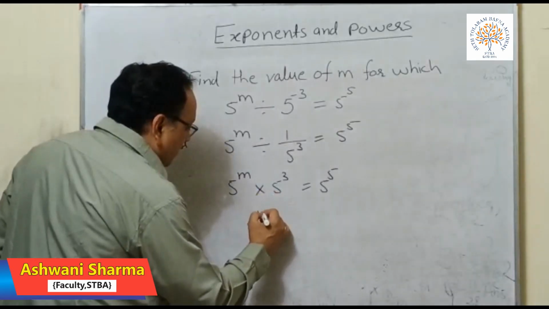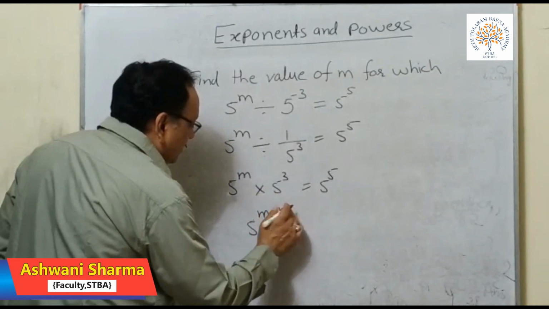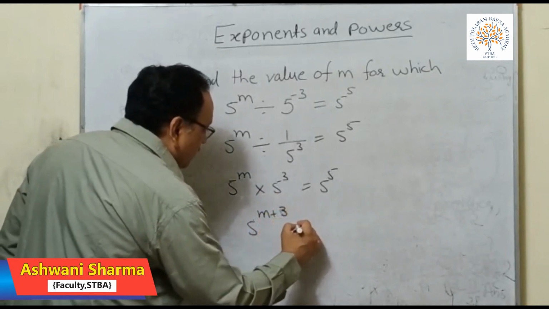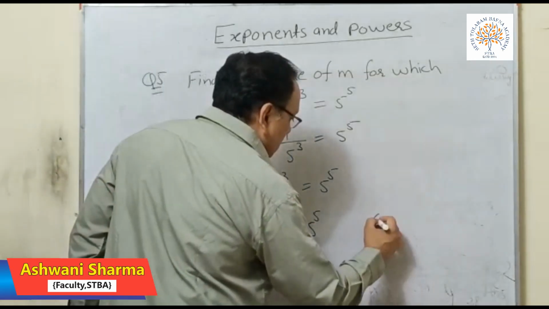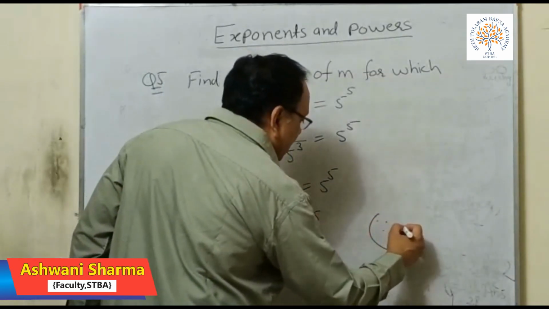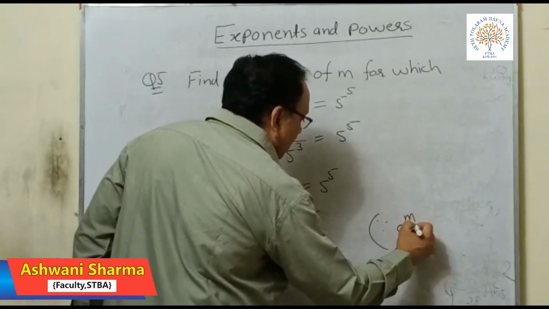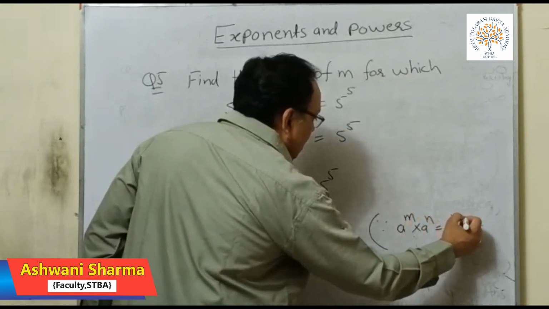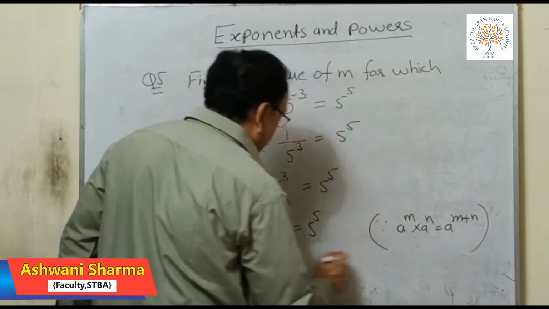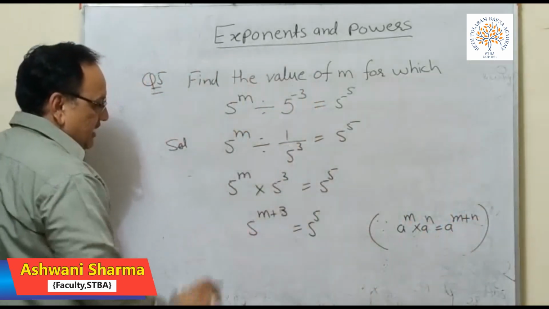5 raised to the power m plus 3 equals 5 raised to the power 5. Because a raised to the power m into a raised to the power n equals a raised to the power m plus n. This property is applied here.